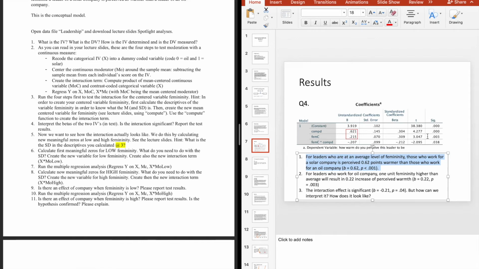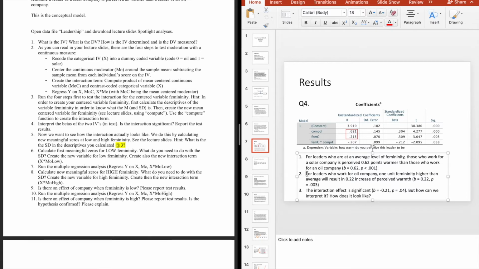Okay, and this difference is significant. So this is the main effect. Okay, and you can see who are at an average level of femininity, which exactly means the 0 point of our femininity. Okay, and how do we interpret the 0.215?